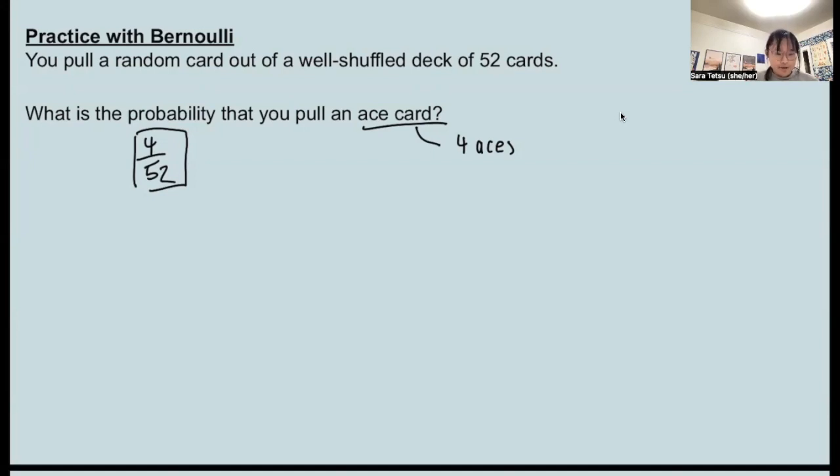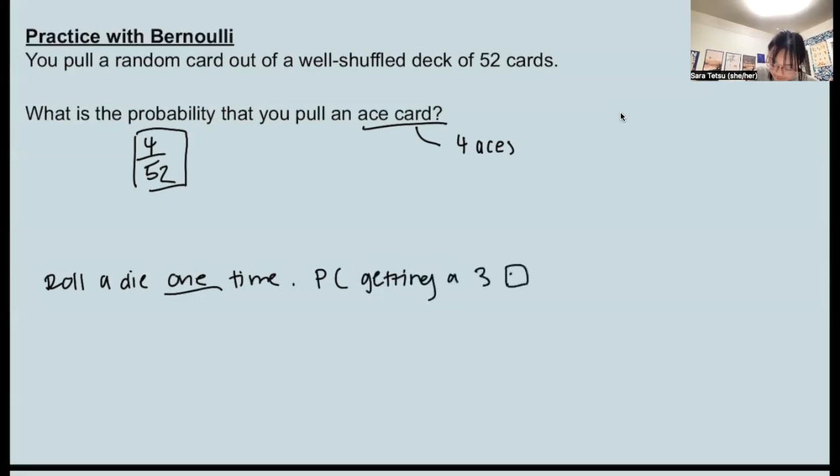Similarly, in another situation, if you were to roll a die one time. If you were to roll that die 10 times, for example, then the situation would be binomial. But because you're only rolling a die one time in this situation, let's say we want to find out the probability of getting a 3. The probability of getting a 3 is just 1/6 because there are 6 options. You do it only once, and that's it.